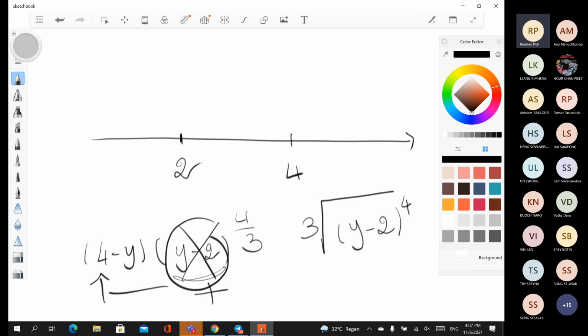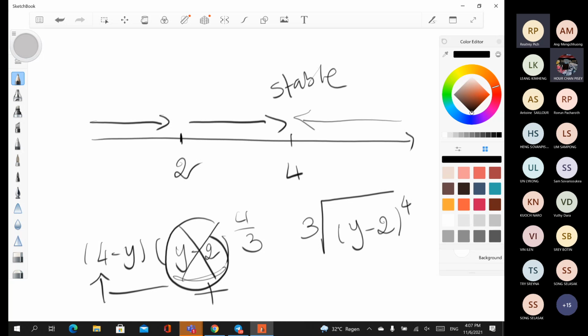So if the value is less than 2, it means positive. Positive means always increasing. From 2 to 4, also positive. Greater than 4, negative. And you see the graph. This one is stable and this one is semi-stable. Okay, finish.